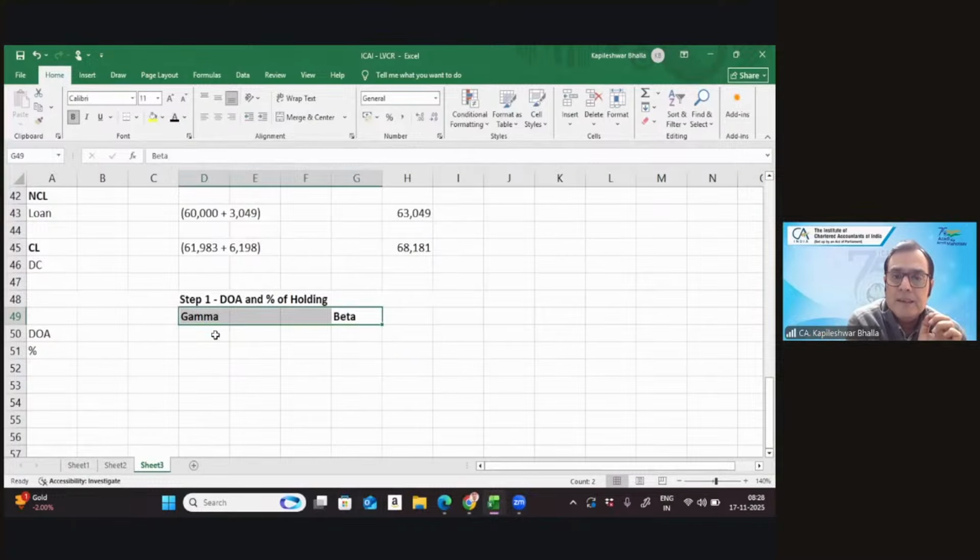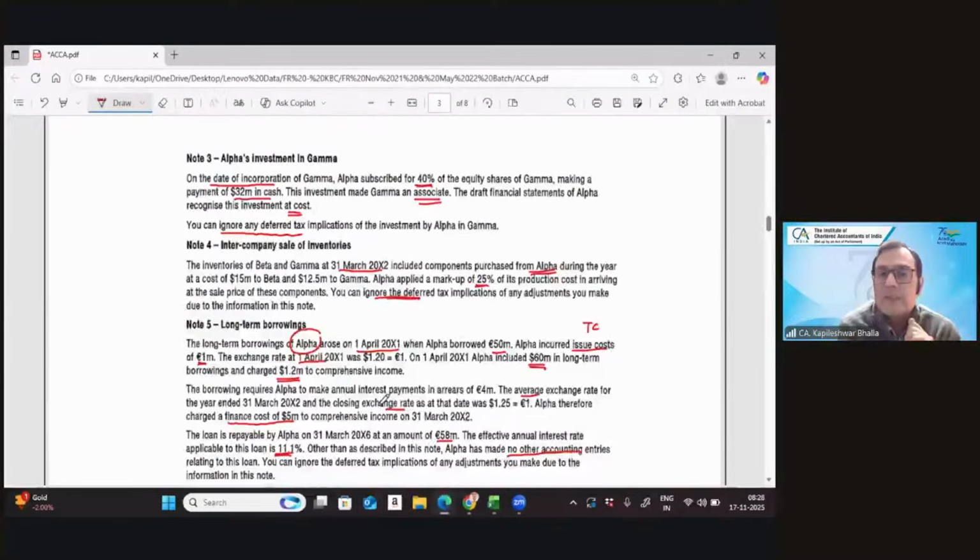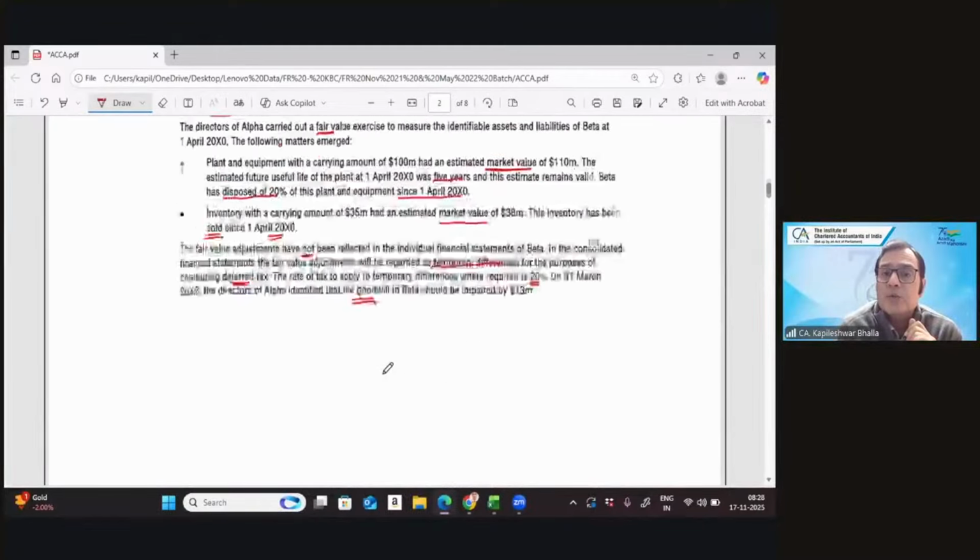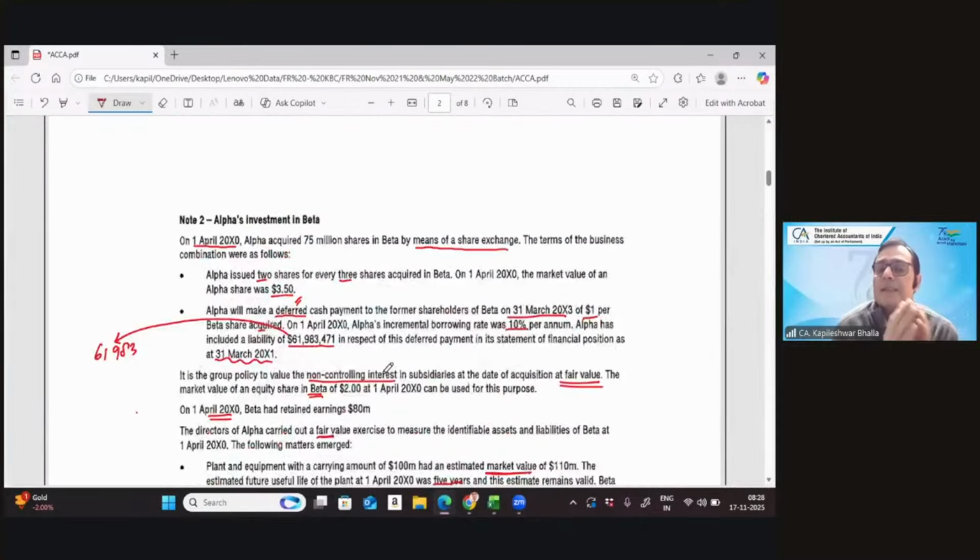So let's now get the date of acquisition. We're given in note number 2 that the date of acquisition in Beta is 1st April X0, and we acquired 75 million shares.